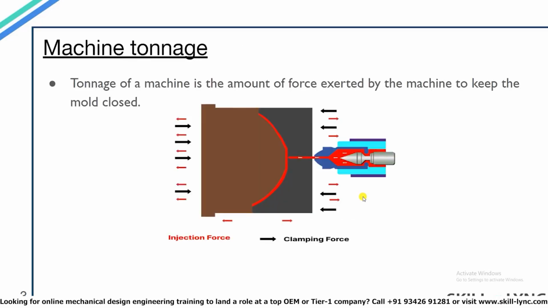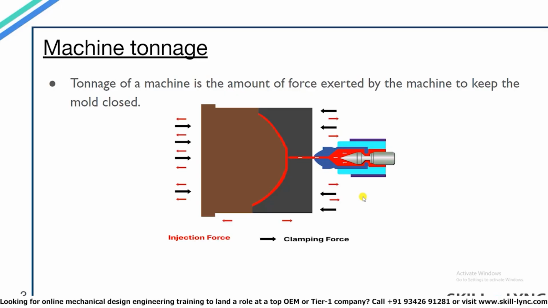Now let's look at the concept of tonnage of injection molding machine. The pressure with which the molten material is injected in the injection molding machines is very high. In most of the products, the injection pressure is around 4 to 5 tons per square inch, and in some cases it can be much higher than this. So to ensure that the core and cavity do not get separated due to this high injection pressure, we have to provide proper clamping for the mold.